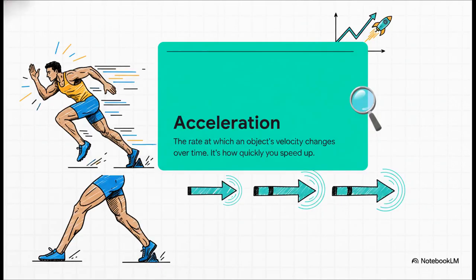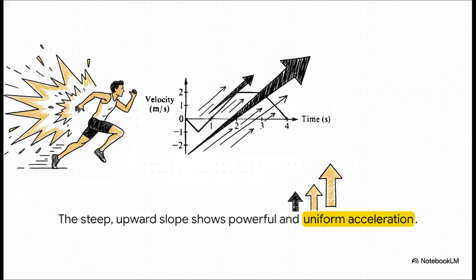And that change in velocity? Well, that's got a name: acceleration. See, it's not about how fast you're going, it's about how quickly your speed is increasing. A sprinter's whole goal in those first few seconds is to maximize their acceleration, to generate as much force as they can to get their velocity up. And what's so cool is how that physical explosion is shown so cleanly right here on our graph.